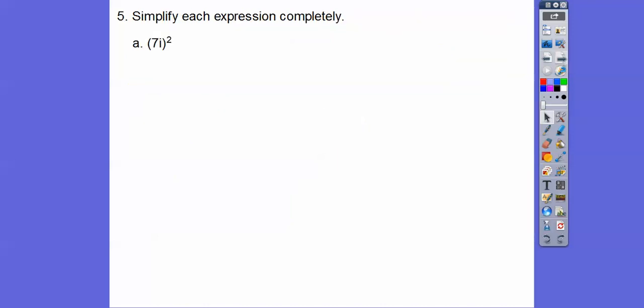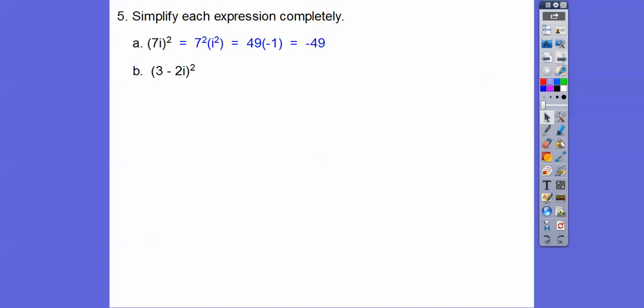Okay, so let's simplify these guys. These guys are the easy free points on the test, I think. So this says square, so I have to square everything in the parentheses. I got to square the 7 and the i, so it's going to be 7 squared times i squared. Remember, i squared equals -1, so 49 times -1 is -49.